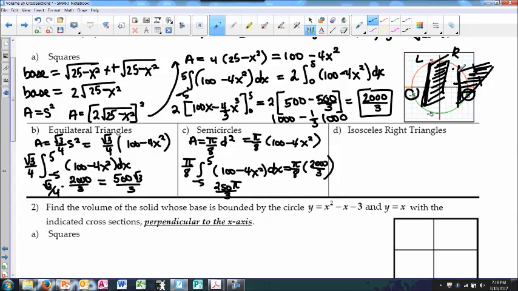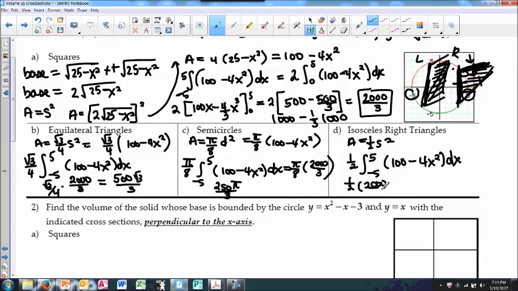Now the isosceles right triangle has the congruent legs, but it's really just exactly half of that square. So our area is 1/2 side squared. So we integrate area to get volume. So 1/2 the integral from negative 5 to 5 of 100 minus 4x squared dx is really half of the square that we had before. So 1,000 divided by 3.